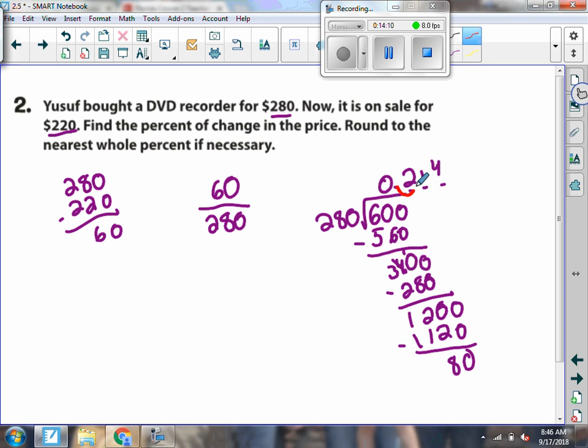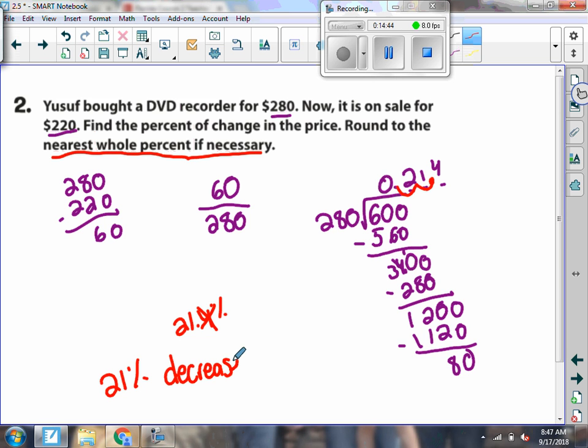So I'm going to move my decimal 2 places to the right. So that gives me 21.4%. I need to round this to the nearest whole percent. Says if necessary. If you go into the 10th place here, you have to round. If it's not a whole number, you have to round. So the 4 is just going to drop off. If it's 5 or larger, it goes up. If it's 4 or smaller, it just drops off. So this is going to be a 21%. Is it an increase or decrease? Did the price go up or down? It went down, so it's a decrease. Make sure you have all that written in your notes, please.